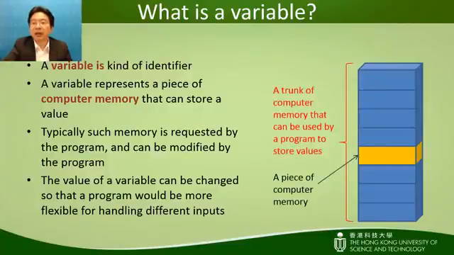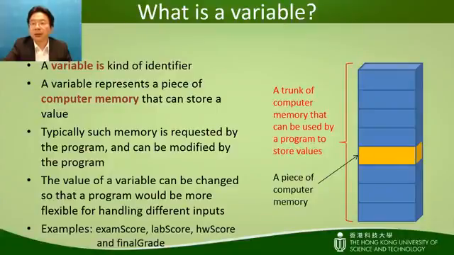The value of a variable can be changed so that a program would be more flexible for handling different inputs. For example, in a course grade program, exam score, lab score, and homework score can take on different values depending on the input. The identifier final grade is also a variable. It stores the result of the weighted sum, which depends on the value of the input scores.